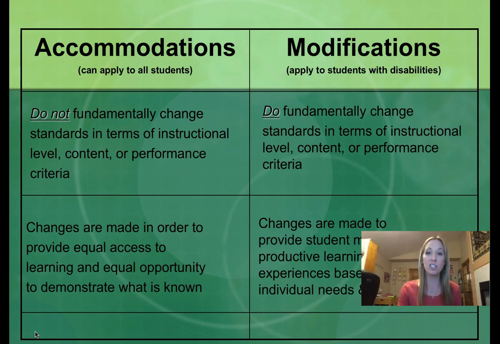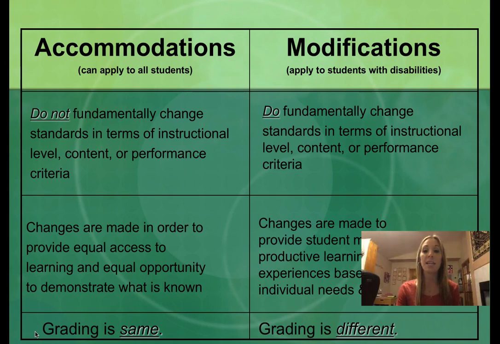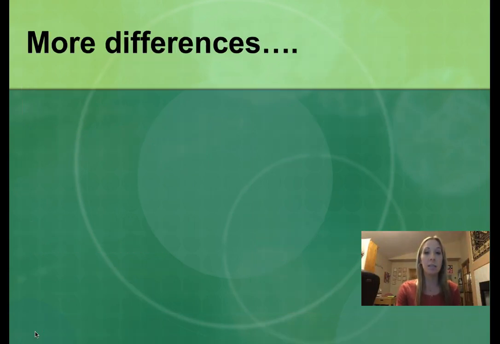So we are changing the content, the delivery, or the expression that the student is required to complete in order to show that they've demonstrated some kind of standard, meeting that standard. Grading is the same for accommodations. Grading is different with modifications. So again, we are not changing anything fundamentally for accommodations, but with modifications we are.